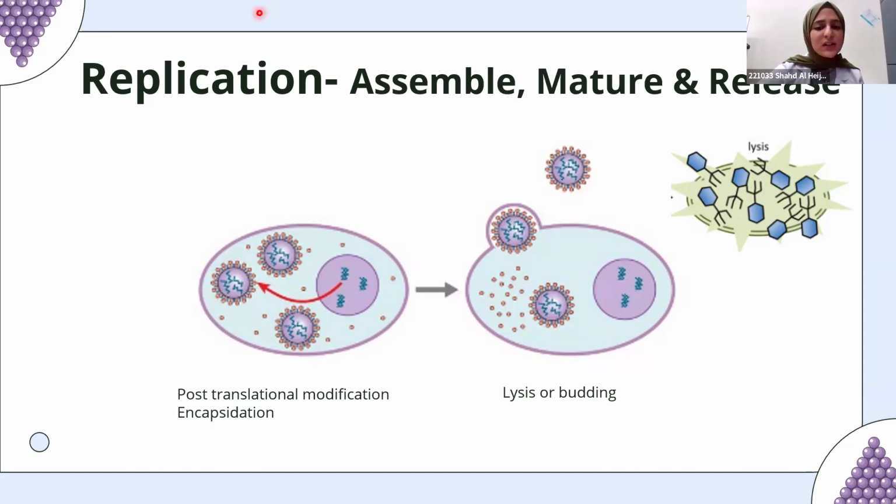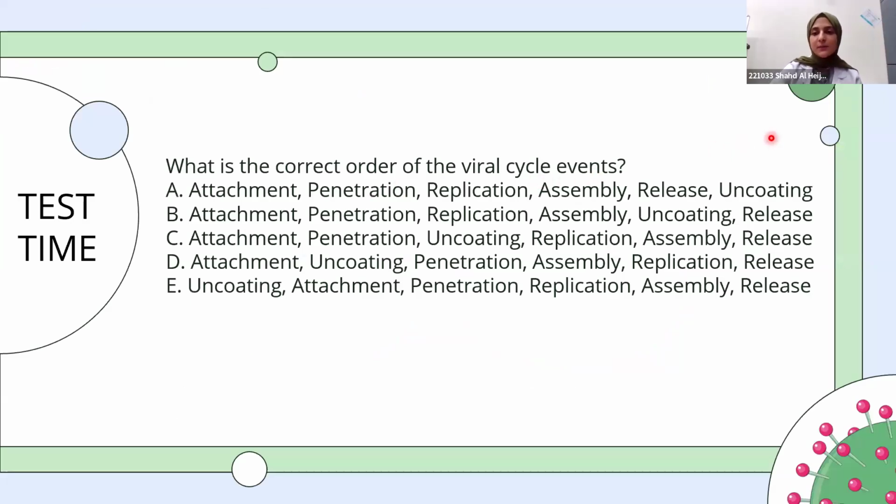So we can move on to the test. It's just 2 questions. They're very simple. What is the correct order of the virus cycle events? In the chat, please. We have 2 Ds, a C, a D. More answers? C. So it's between C and D.